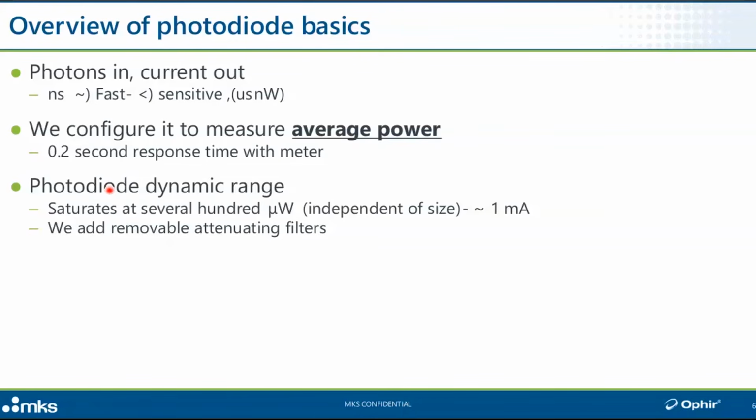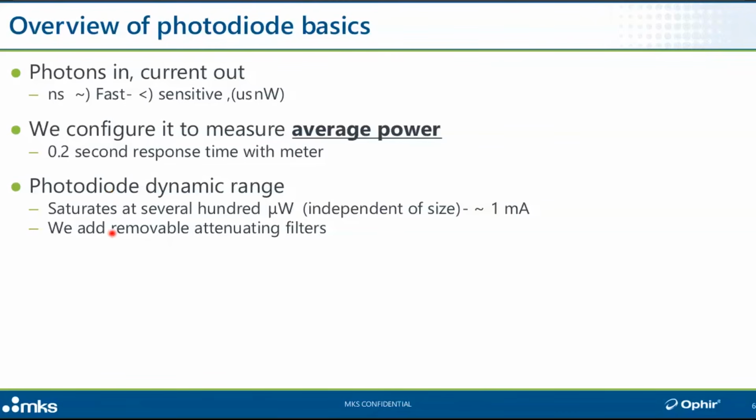So in Ophir meters, when we're using a photodiode-based power sensor, the response time at the end of the day, from the time the laser beam turns on until the user sees the number 2.3 milliwatts, let's say, displayed on the display screen of the handheld meter, is 0.2 seconds. Okay, we're going to revisit that also in a couple of minutes. So back to the dynamic range.